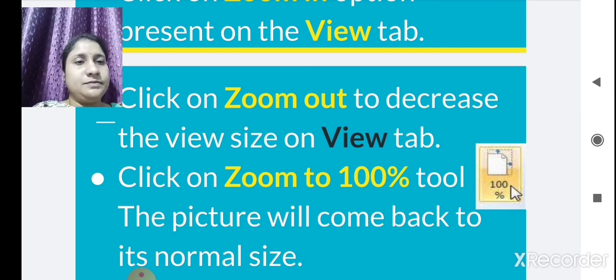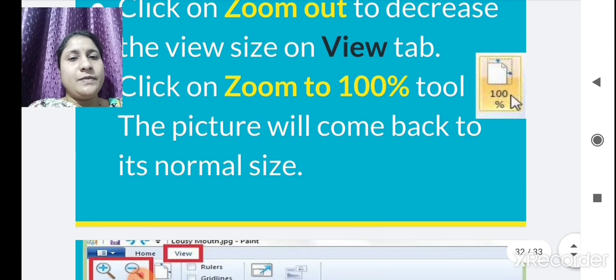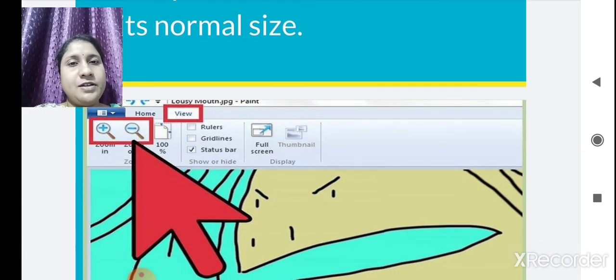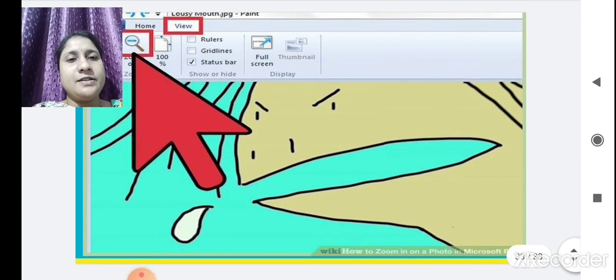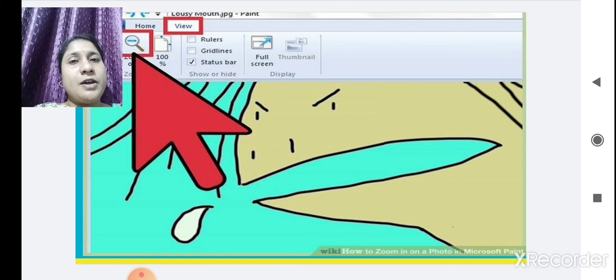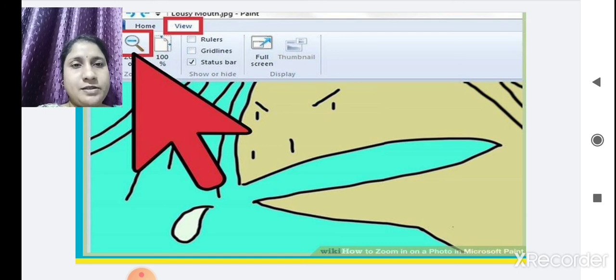So see here, zoom in to increase, zoom out to decrease, and 100% to return to normal size. All these things we have seen in our working with Paint. So we have covered what Microsoft Paint is, and we have also seen how to work with Microsoft Paint.